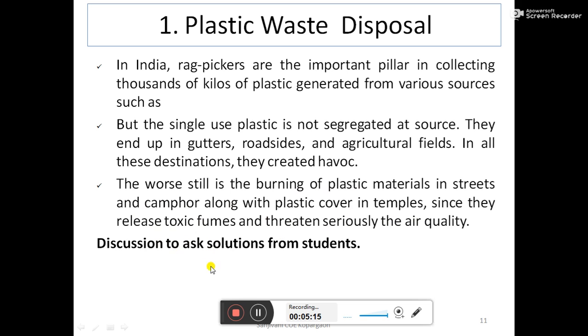Discussion: students are asked for solutions. What is the solution for this, how can we control it, and how can we minimize the use of plastic?